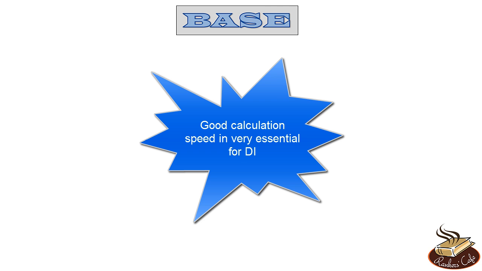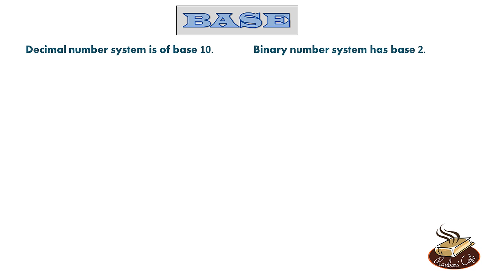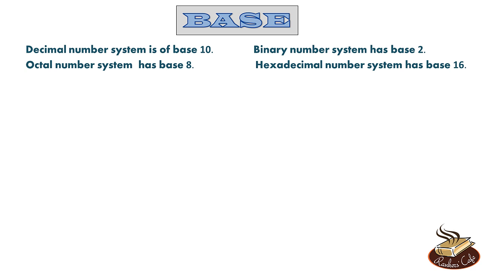So let's start with base. You may know that our number system, also called the decimal number system, is of base 10. Similarly, binary number system has base 2, octal, which was used in older computers, has base 8, and hexadecimal, which is used in computer engineering, has base 16.